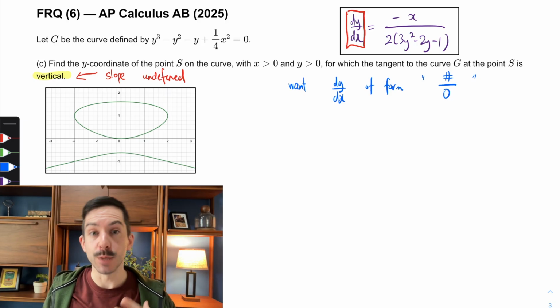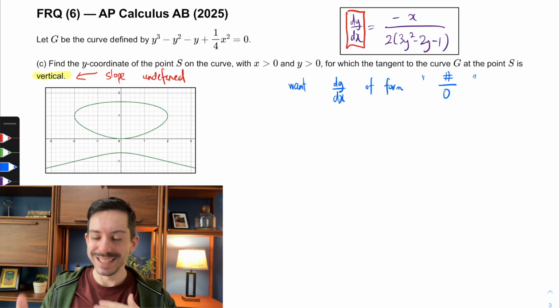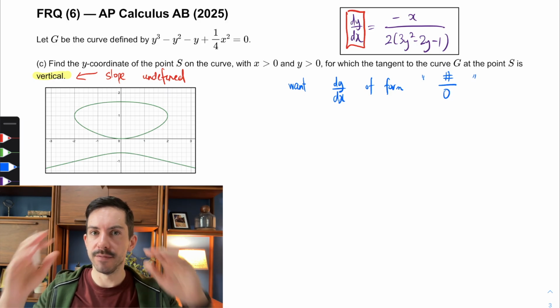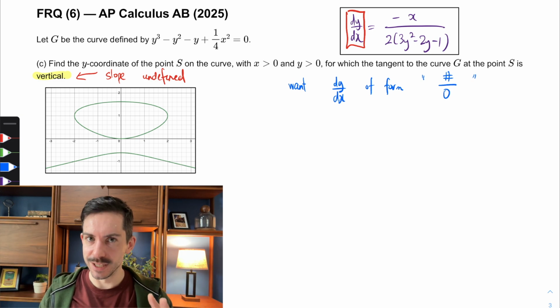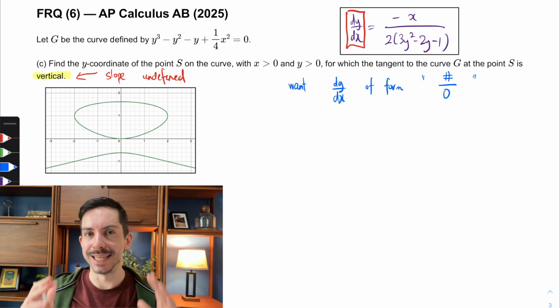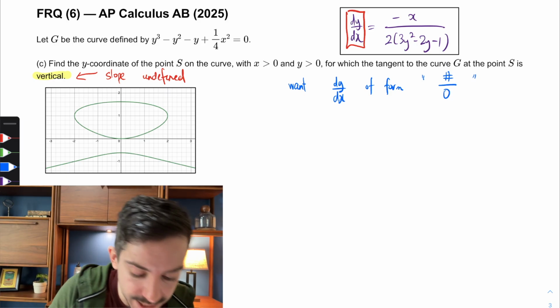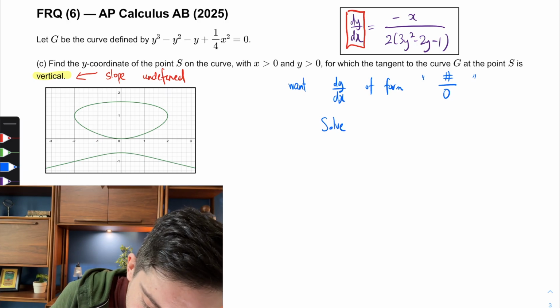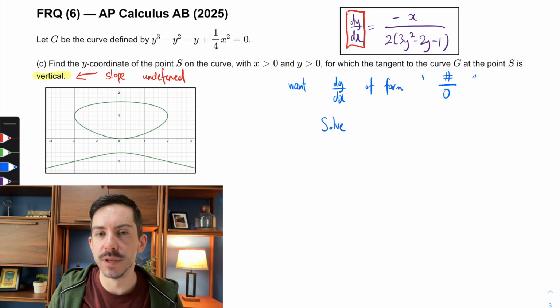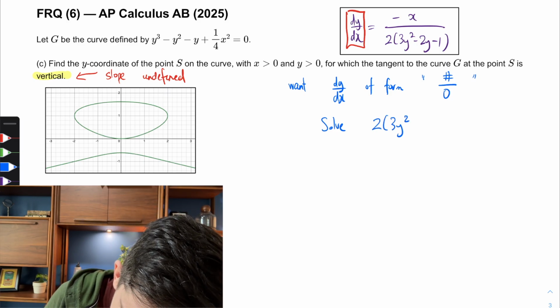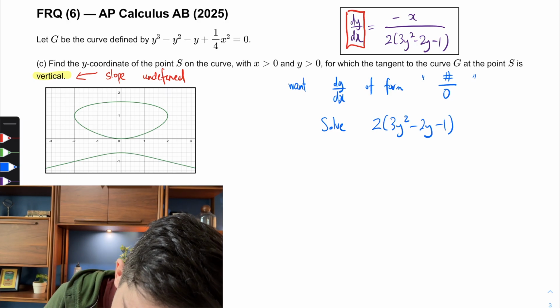We can make this more precise with limits if we want to, but in terms of this sort of expression, if I find something that looks like a finite number trying to be divided by 0, I know that that is going to give me an undefined, infinite slope. That's nice because that tells me I just need to solve when that denominator is going to be 0. The 2 can't make a difference, but the y's sure can.